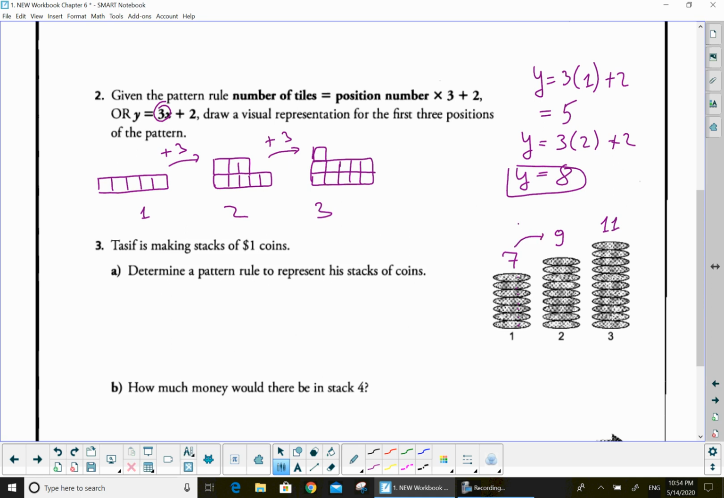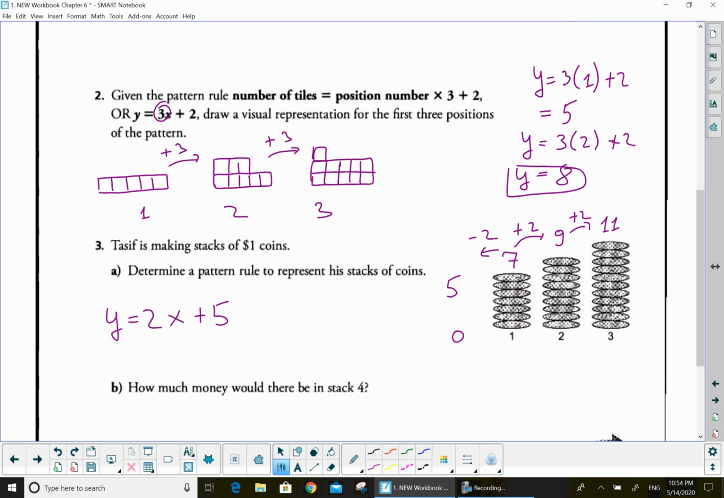So you can see that it's increasing by 2 from one stack to another, so that means that our pattern rule is going to be y equals 2x, because our multiplier is that increasing number. And again, super easy. If you go backwards, find a position number, that means subtract 2. I'm just going to write 5. There's going to be 5 coins there, which means it's going to be plus 5. That is my constant. So this is the pattern rule.